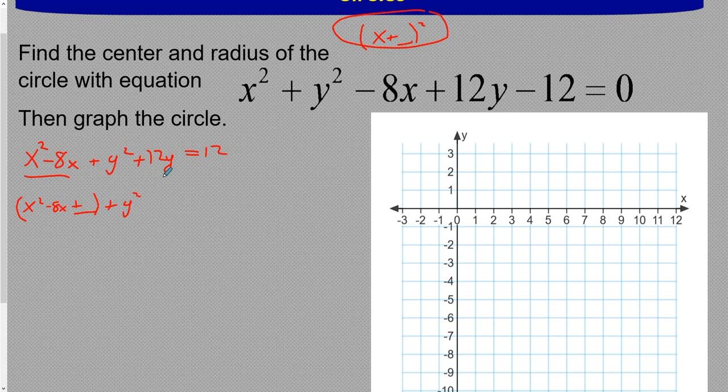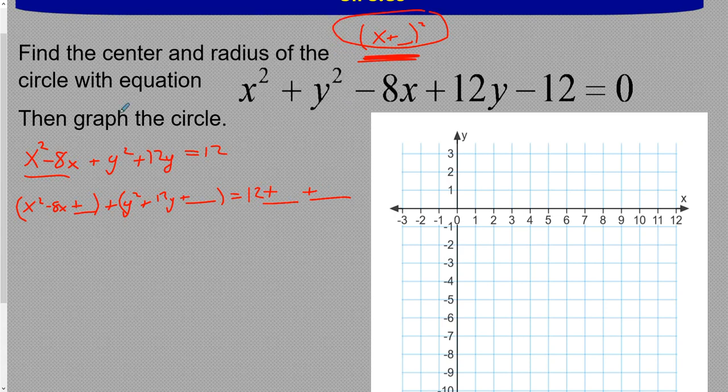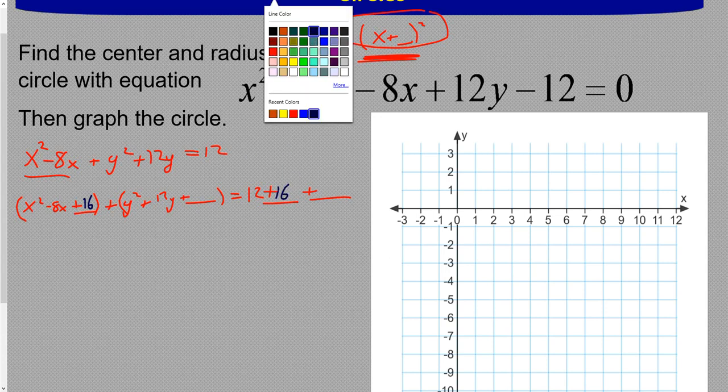And I'm going to do the same thing with the y's. I have to add something to these so that they can be factored like this. But if I add it to the left side of the equation, I'm going to have to add it to the right side as well. So I'm going to have two things over there. So cut the negative 8 in half, I get negative 4. Square it, that's 16. I added 16 to the left side of the equation. I have to add 16 to the right side.